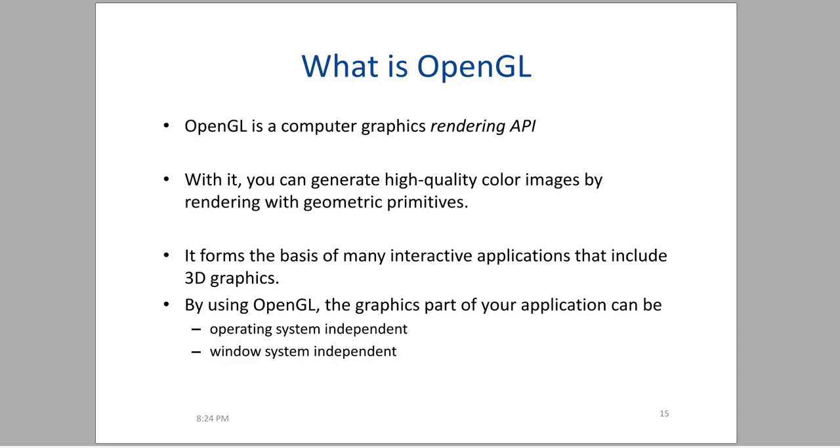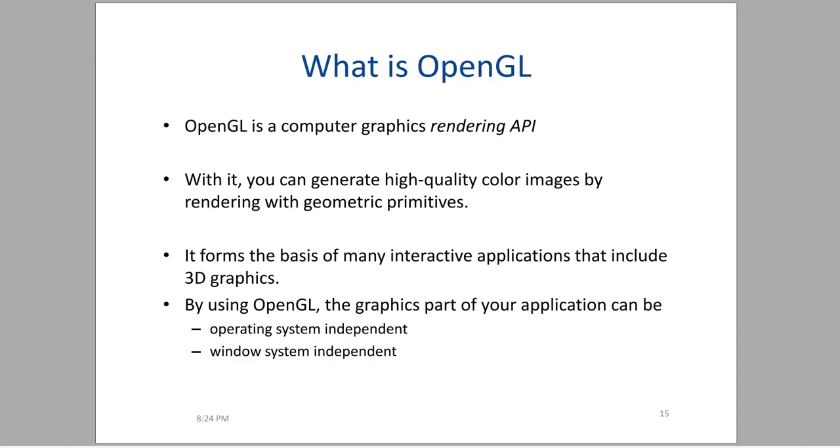Now why is rendering so difficult? Because we will see it becomes a problem in 3D graphics, where you have something which is hidden on the screen, so you don't show it, and we will understand this soon inshallah. With OpenGL you can generate high quality color images by rendering with geometric primitives. We will study some primitives. The primitives are points, lines, triangles, rectangles, etc.